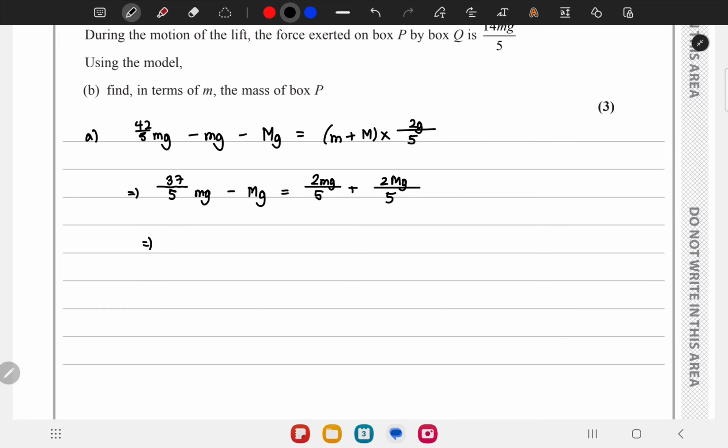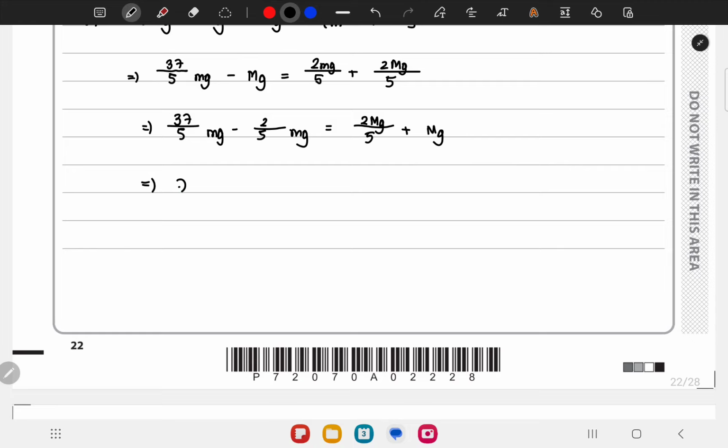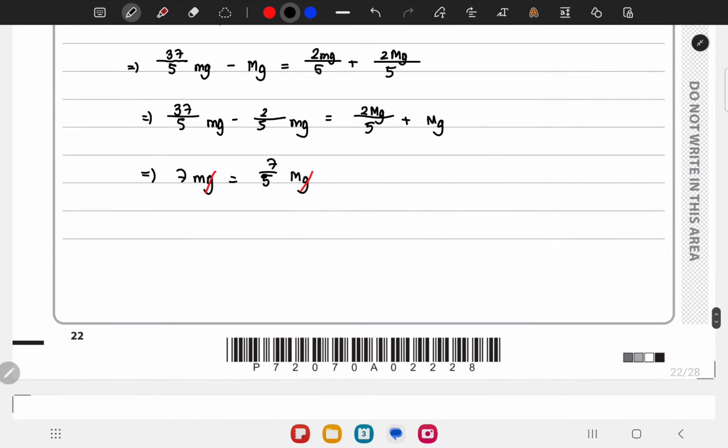We can move the capital Mg to the right and the small mg to the left. We'll have 37 by 5 small mg minus 2 by 5 small mg is equal to 2 capital Mg by 5 plus capital Mg. On the left we'll get 7 small mg, and on the right we'll get 7 by 5 capital Mg. We can cancel out the g's and divide both sides by 7 by 5. On one side we'll get m, on the other we'll get 7 divided by 7 by 5. So capital M is 5m. So capital M is 5 times small m.